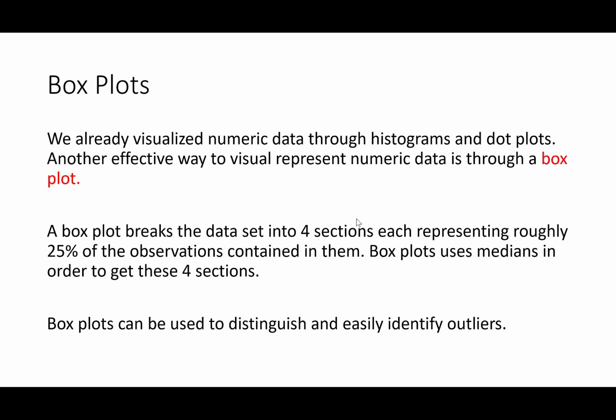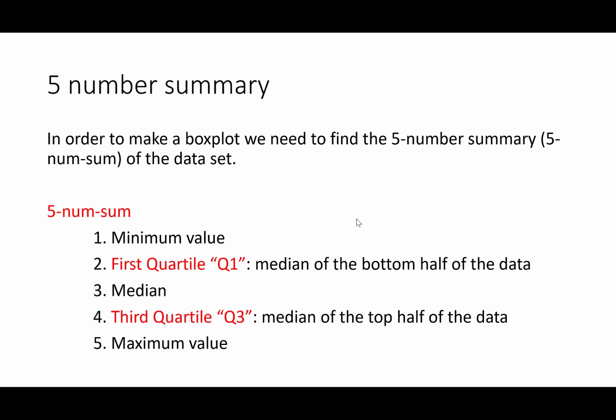So in order to create a box plot, what we're going to need is what's called the 5-number summary, or 5-num sum for short. It looks at the minimum value of your data set, the maximum value of your data set, and the median. Those are the 3 measures that we already learned about. The 2 new measures that it uses are the first quartile, Q1, and the third quartile, Q3.